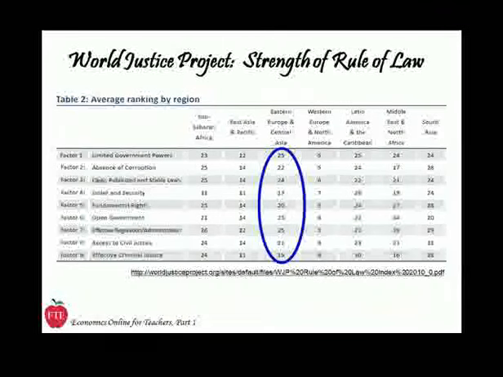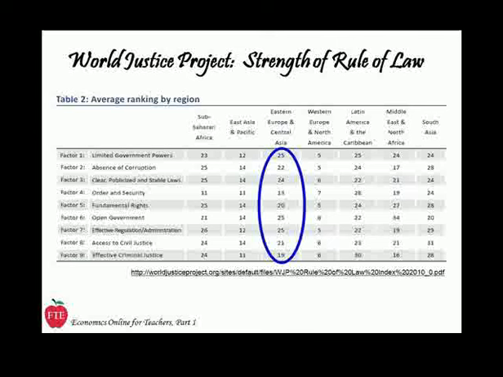This slide shows the World Justice Project's summary of the strength of the rule of law by region. Lower numbers on the chart mean higher rankings or stronger institutions, and higher numbers indicate lower rankings and weaker institutions. And you remember the map. Again, the correlation between institutional strength and standard of living is clear.